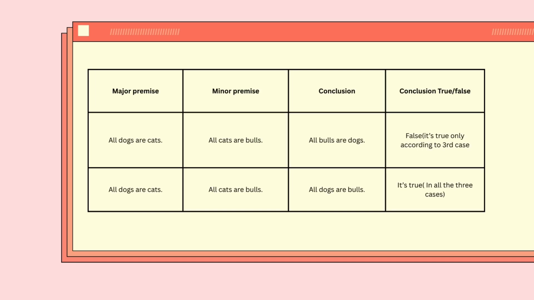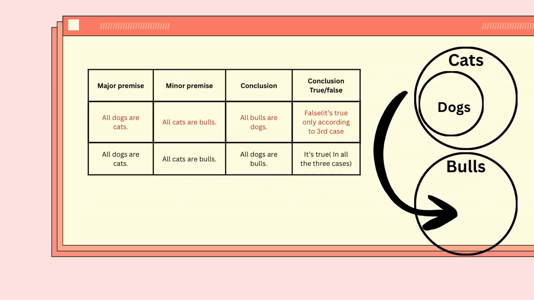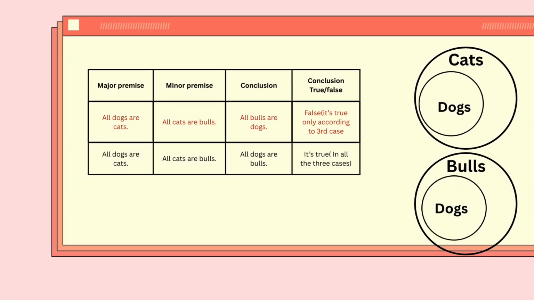So, meron dalawang cases. The same case siya, pero sa conclusion ay magkaiba. First case, all dogs are cats, and the minor is all cats are bulls. For the conclusion, all bulls are dogs. Kung imbis na ilagay na yung cats doon sa bulls, may sarili siyang decision doon sa conclusion 1. Gawa niya sa conclusion niya, imbis na yung bulls is nasa entire the cats and dogs, dapat napapaloob yung cats and dogs sa bulls. Ang ginawa niya, yung dogs lang ang nilagay niya.